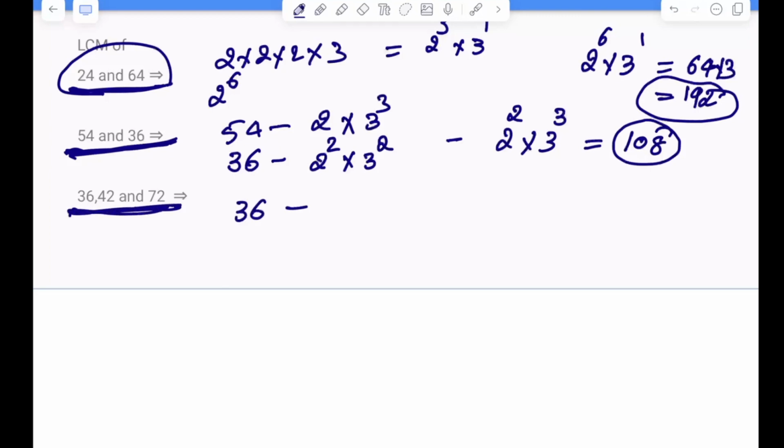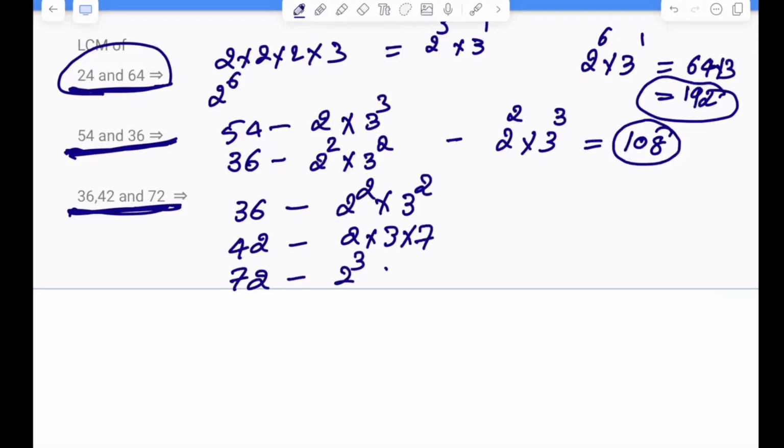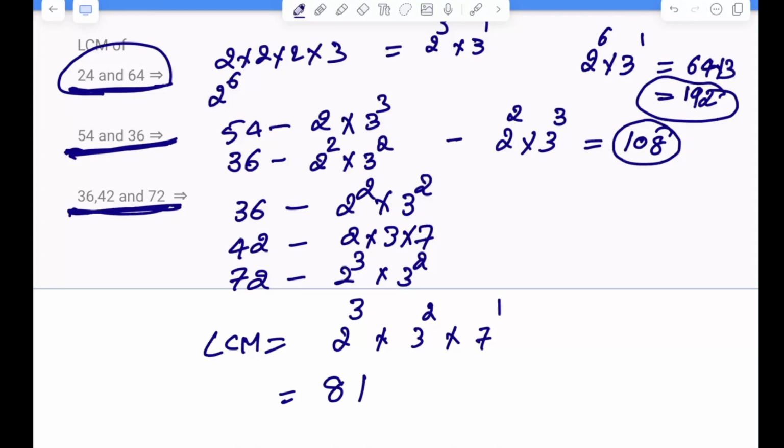In the first way, 36 can be written as, we have already seen this, 2 square into 3 square. 42 can be written as 2 into 3 into 7. 72 can be written as 2 cube into 3 square. So the LCM will be 2's highest power 3, 3's highest power 2, 7's highest power 1. 2 cube is 8, 3 square is 9, into 7. 8 nines are 72. 72 into 7. 504 will be the LCM.